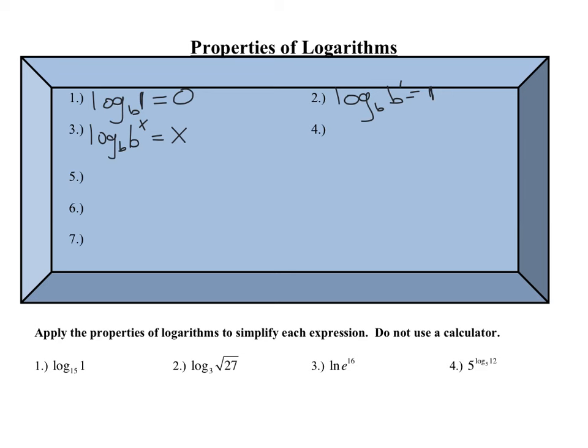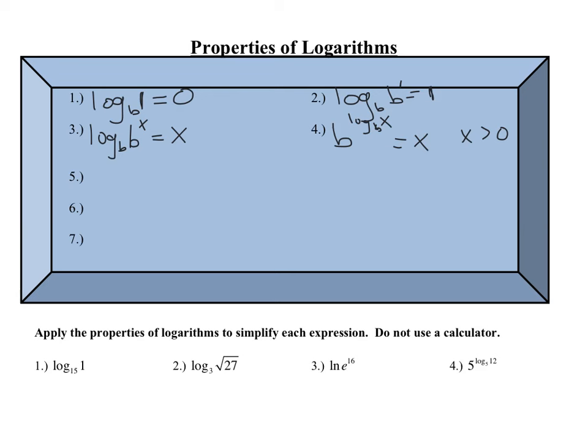And then number 4, it's kind of a reverse of the one that we just wrote. If you have the base of an exponential and your exponent is log base b of x, the answer is just x. Now, just keep in mind that x has to be bigger than 0, so you can't take the log of a negative number because it's undefined.